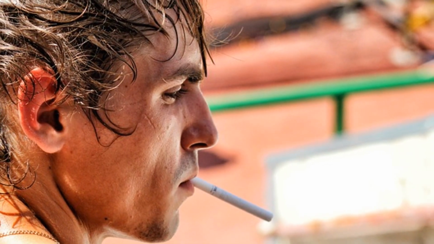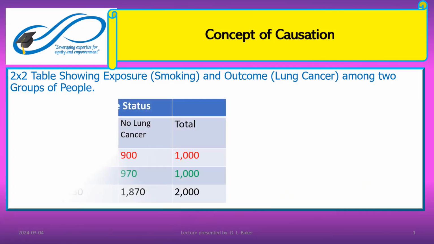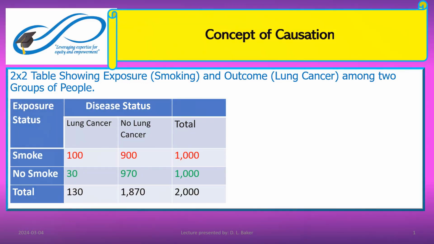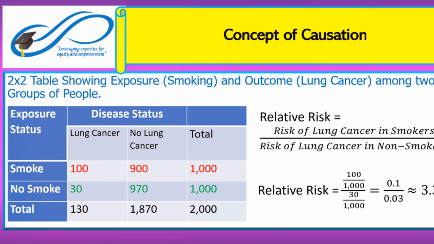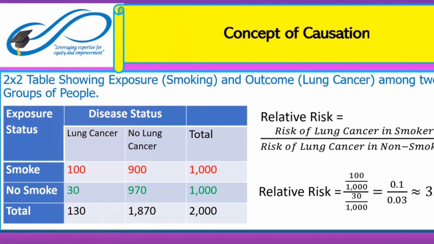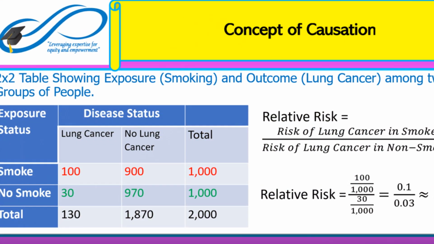For instance, in a study examining the association between smoking and lung cancer, lung cancer occurred in 10% of the participants who smoke, while 3% of participants who do not smoke experienced the outcome of interest. The relative risk would be the risk of lung cancer in smokers divided by the risk of lung cancer in non-smokers, which is approximately 3.33.